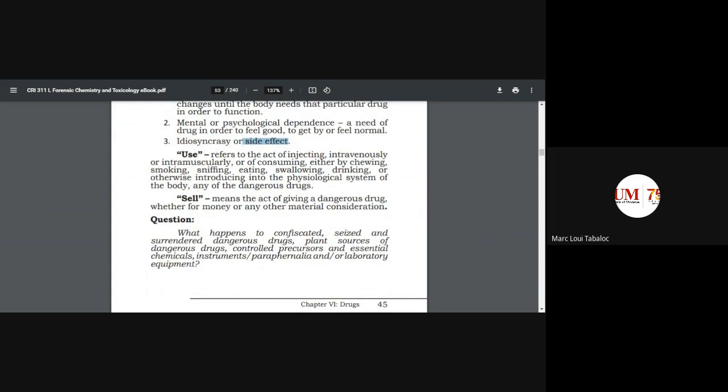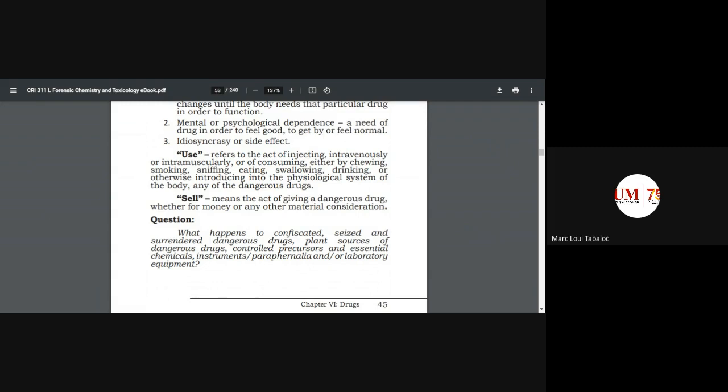When we say use or use of drugs, ito yung administration of drugs. Whether you inject it either intravenously or on the veins, or you just inject it muscularly or sa skin, or when you consume it by chewing, smoking, eating, swallowing, or drinking it, or introducing it in general sa physiological system ng katawan. Of course, that is referred to as use or administration.